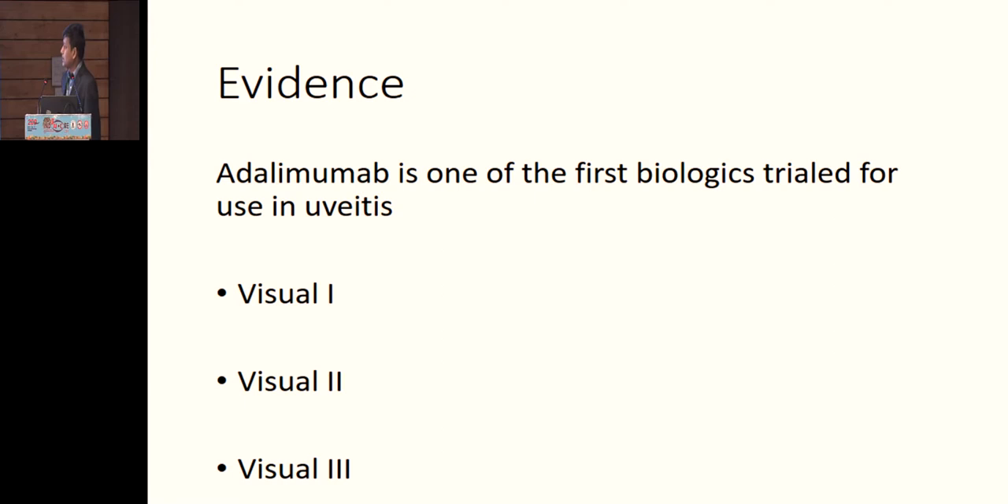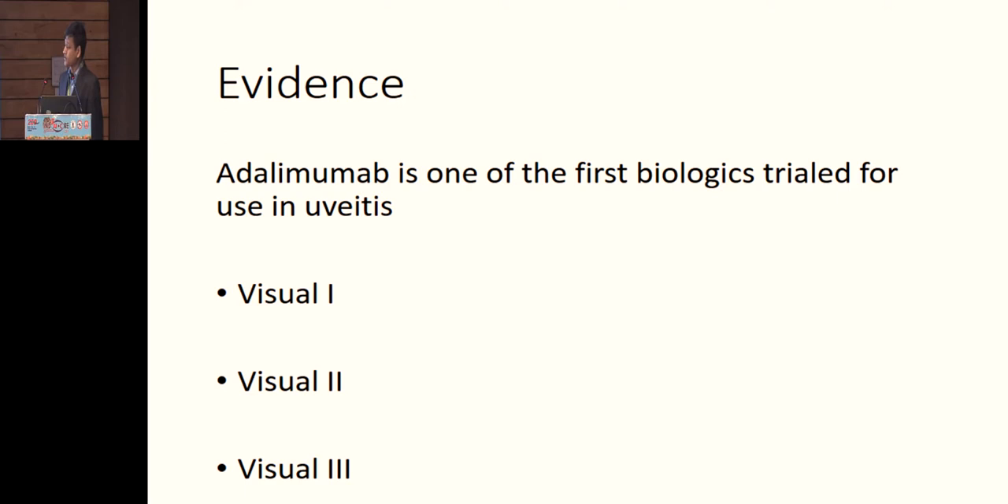Adalimumab is one of the first biologics trialed for use in uveitis. I don't think there are any large-scale studies that have researched the other biologics. VISUAL 1 and VISUAL 2 were the prototype studies. VISUAL 1 recruited patients with active uveitis, whereas VISUAL 2 recruited patients with inactive uveitis. A subset of the patients who completed VISUAL 1 and VISUAL 2 were continued onto VISUAL 3, which was meant to reflect real-world data.